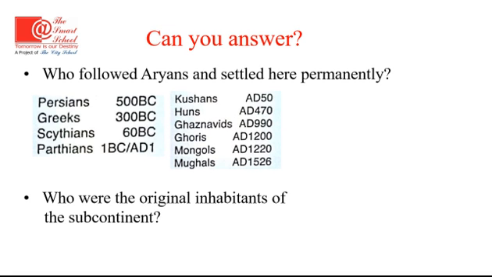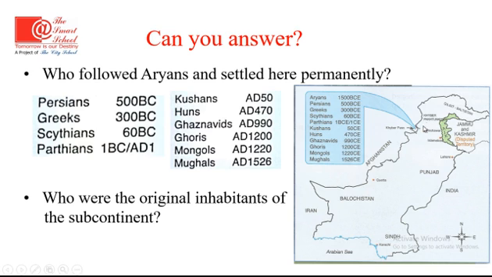There were Persians in 500 BC, Greeks in 300 BC, Scythians in 60 BC, Parthians in 1 BC or AD 1, Kushans in AD 50, Huns in AD 470, Ghaznavids in AD 990, Ghoris in AD 1200, Mongols in AD 1220, and Mughals in AD 1526. And they all entered the subcontinent through Khyber Pass. So it means Khyber Pass has its historical importance that different invaders came to the subcontinent through this way.